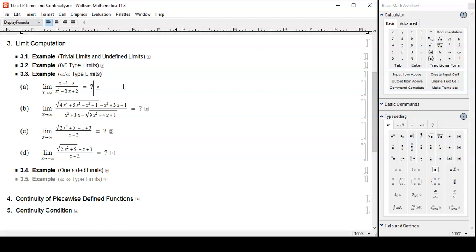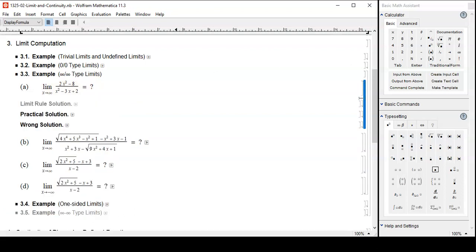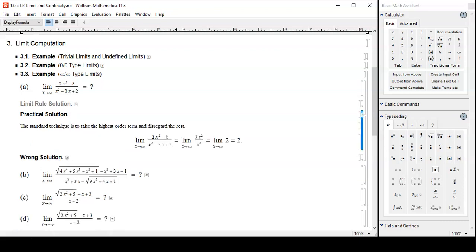Among them, the easiest of the bunch is the rational function, the polynomial over a polynomial, and in this case we are looking for the horizontal asymptote of the rational function. How do we do that? We take the asymptotic estimation, like this. Just take the leading terms, the highest degree terms only, and disregard the rest and simplify. As you can see, you get y equals 2. That is the horizontal asymptote, and also that is the limit value.